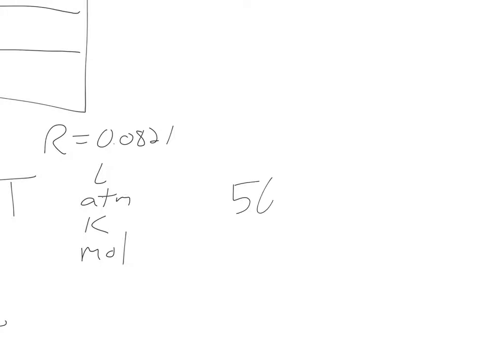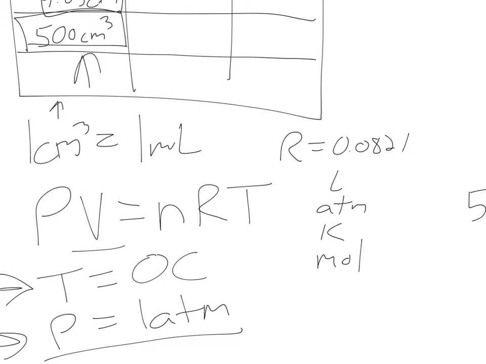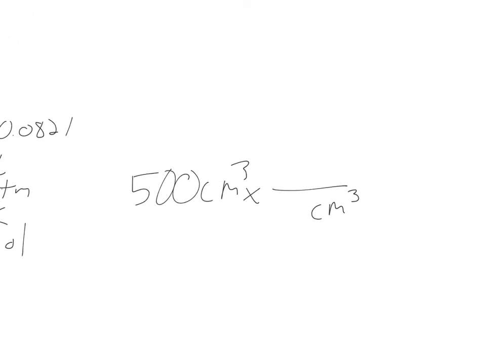That's 500 centimeters cubed times, let's get rid of centimeters cubed. I know I can do milliliters, right? Remember we had it over here? I had centimeters cubed to milliliters. Okay, so let me do that. I'm going to say 500 centimeters cubed to milliliters, and I know it's 1 to 1. So I'm also going to have 500 milliliters.